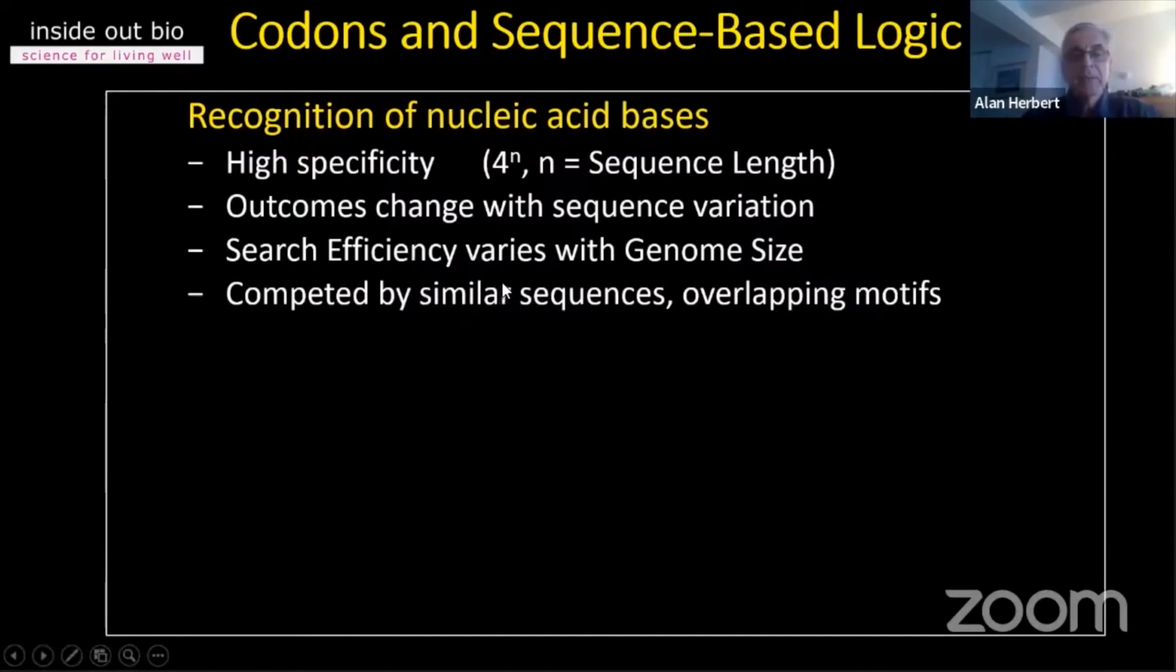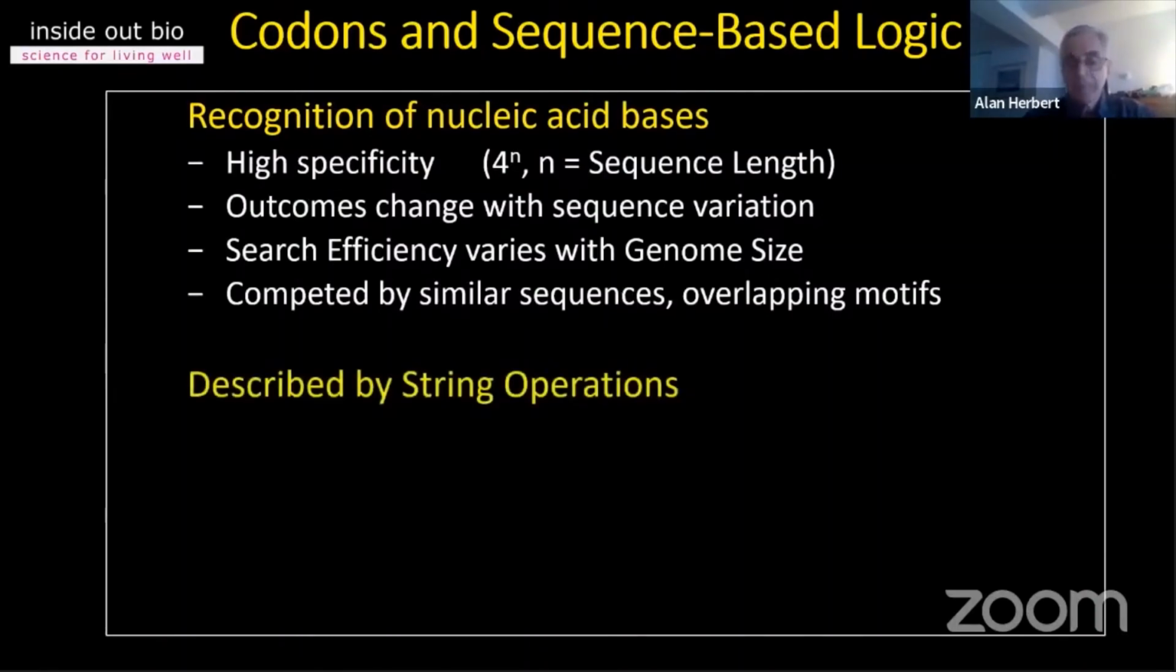Another problem with encoding with nucleotides is that many different proteins and many different sequences are repeated within the genome, and each of these sequences or these binding specificities compete with each other. And so actually trying to find that particular sequence that you have generated with high specificity can be really challenging because you have a lot of noise from related sequences and overlapping motifs that make the search less efficient.